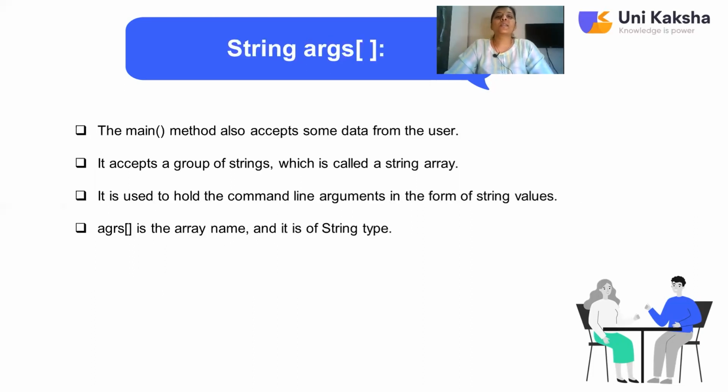Then next, that is string arguments. So the string arguments are nothing but args, which is an array. So it is going to accept a group of strings. The main method is also going to accept some kind of data from the user, which is considered as a string array. If you want to give some kind of command line arguments, then we are going to use this.